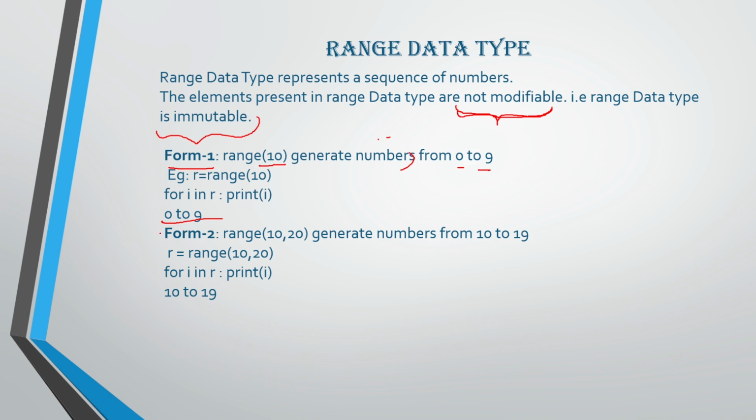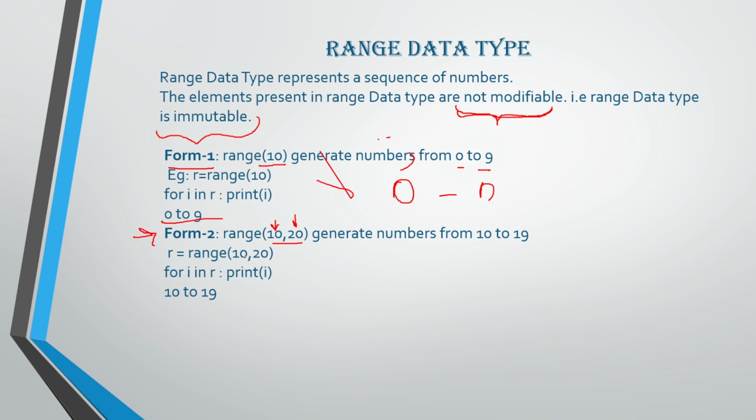Again, there is another form where you can use this range, that is 10 to 20, generating a particular range of values. If you just give one value, it is going to generate from 0 to that particular number. But when you give two numbers, then it is going to print starting from the first number and ending at the second number. So it is going to generate a particular range of numbers. How are you going to write it? r is equal to range of 10 comma 20.